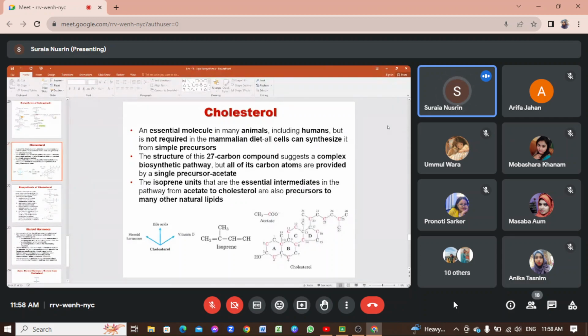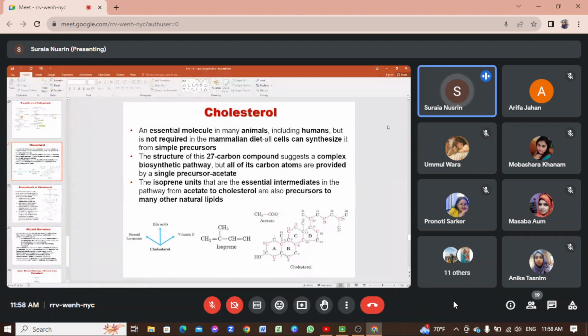Now, cholesterol has a very complex structure, and it is made up of 27 carbons. Actually, all the carbons of cholesterol come from a very simple precursor, and that simple precursor is the 2-carbon compound acetate. Okay, acetate, or we can simply say acetyl CoA. Acetyl CoA is the simple precursor of cholesterol, and we also learned that it is the precursor of fatty acid as well.